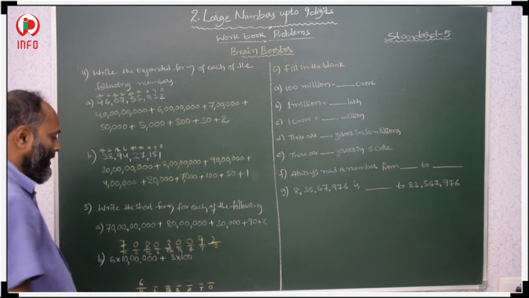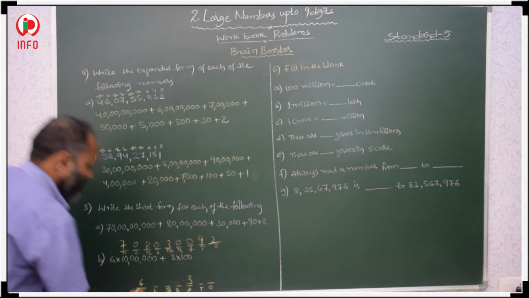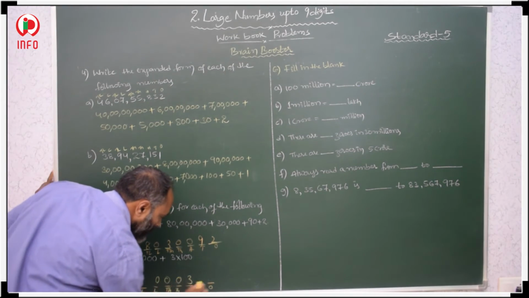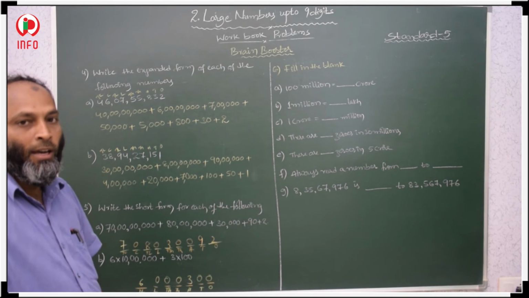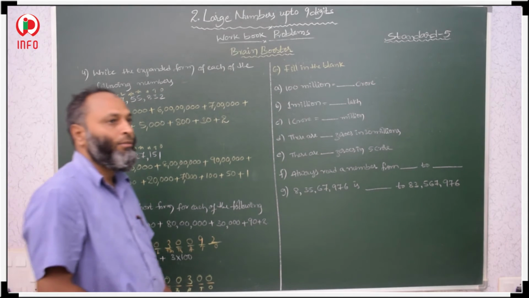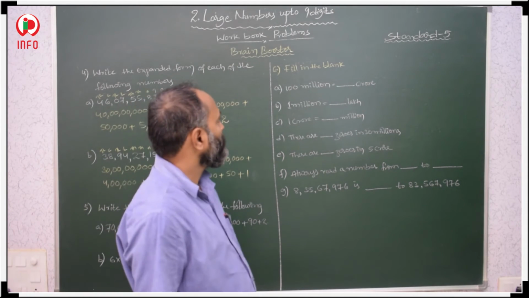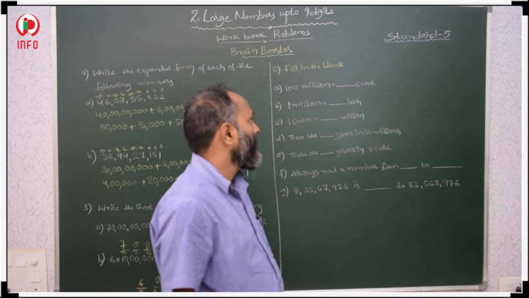Then 3 into 100, 300. Hundreds place 3. In the rest of the places, 0. So like this we have to keep, and we have to write in short form. Now, fill in the blanks. We have to fill in the blanks.